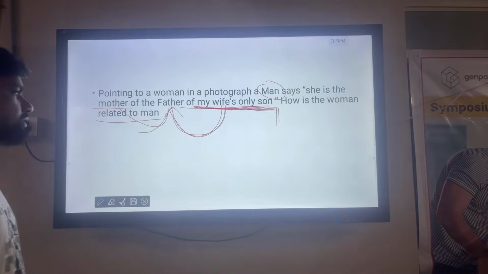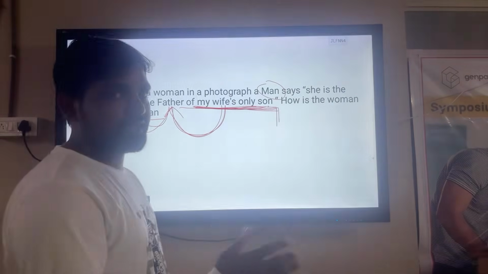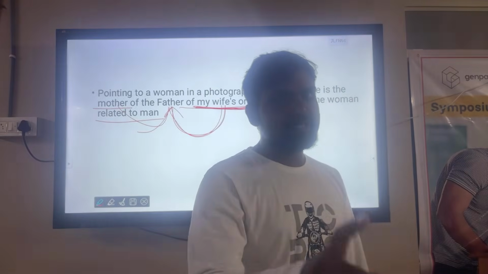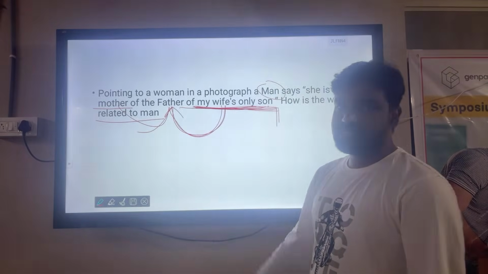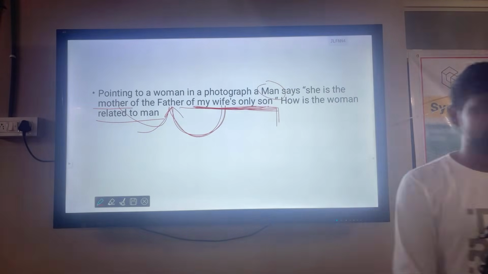This is from reasoning. Reasoning questions are very important. At least two or three questions will be there, equation based questions, puzzle based questions, this type of questions. Very important, try to understand it.